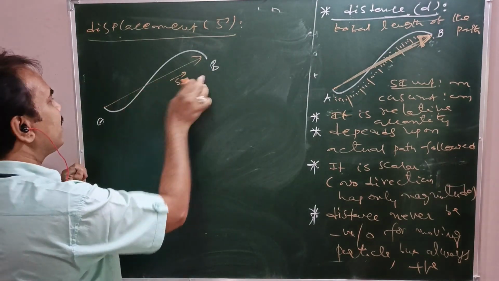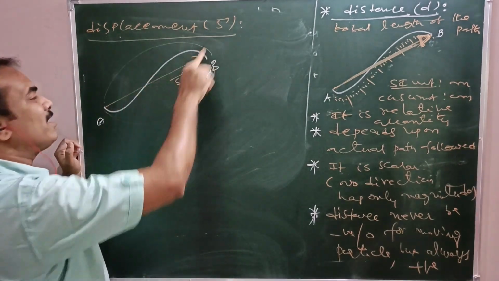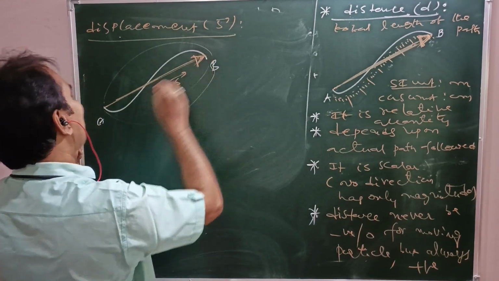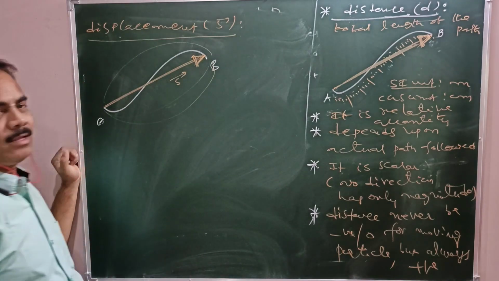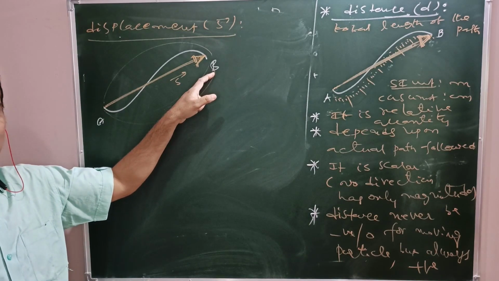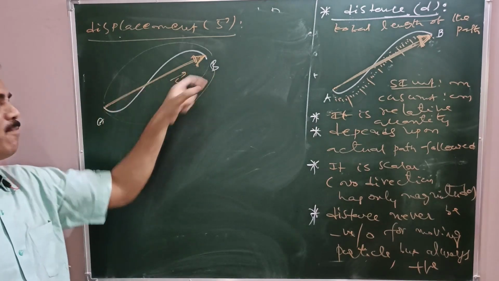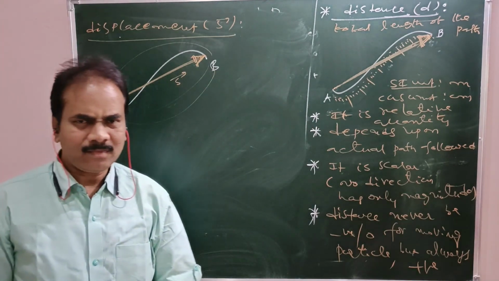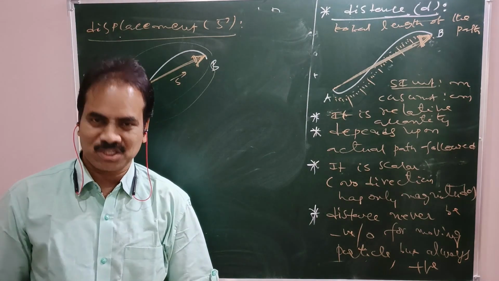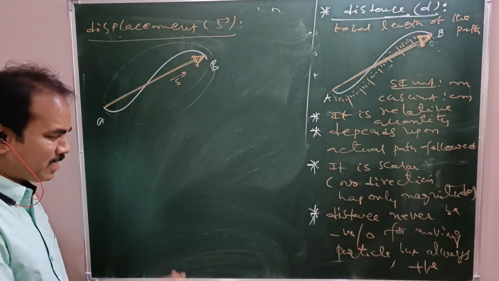Of course, we can join A and B like that, or like that, or like that. Among all, this is the shortest path, right? The shortest path joining initial and final positions, so it could be the shortest distance also. The shortest distance between initial and final positions is also known as the magnitude of displacement. Am I right?